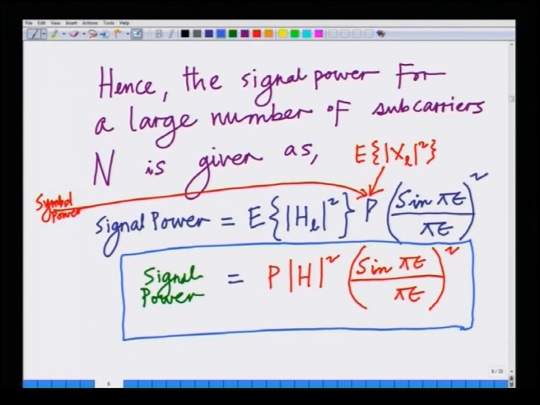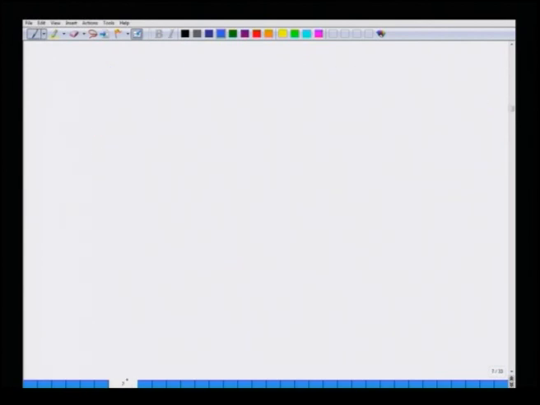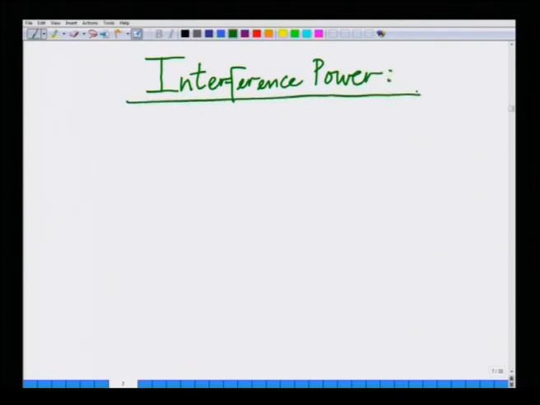Okay. Now, let us characterize the slightly difficult part, which is the interference power, the more elaborate part. So, how does the interference power look like?